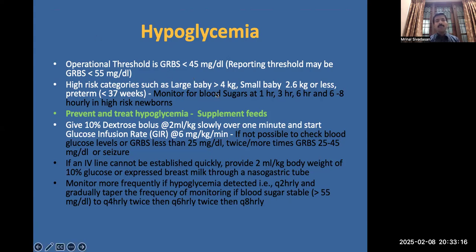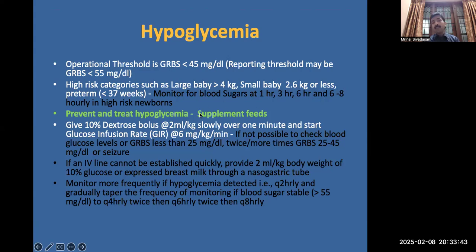Now, there are certain babies who are at high risk for hypoglycemia. These are large babies of more than 4 kilo or maybe more than 3.6 kilo, infants of diabetic mothers, small babies like 2.6 kilo or less, and preterm babies, where you may have to monitor the blood sugar as per the protocol of your unit. In our unit, we monitor at 1 hour, 3 hours, 6 hours, and then 6 to 8 hourly.